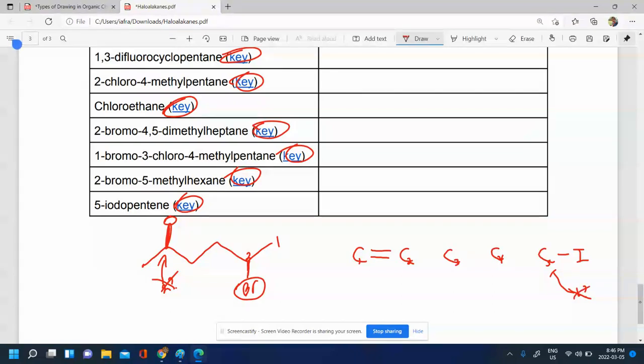Then you can go and fill in the rest of your molecules. So here we have H2. Here we have H2. Here we have H2, H2, and this would be H2 as well. And so this represents 5-iodopentene.